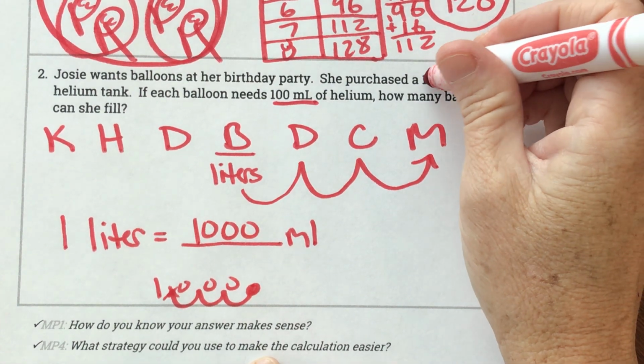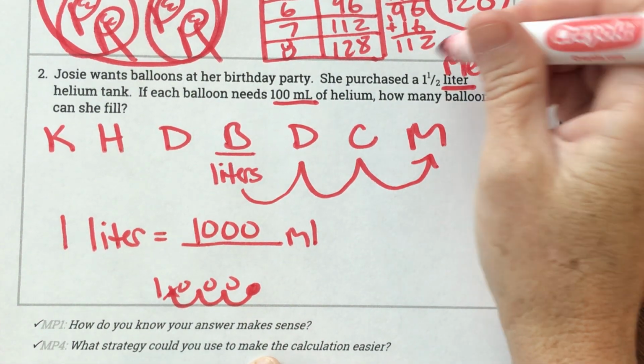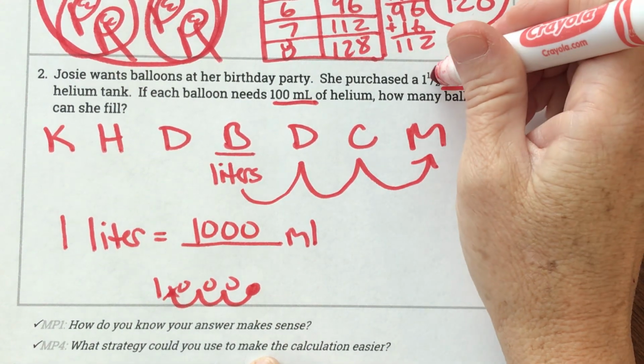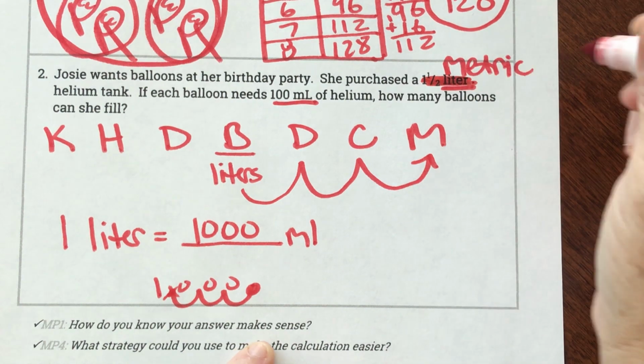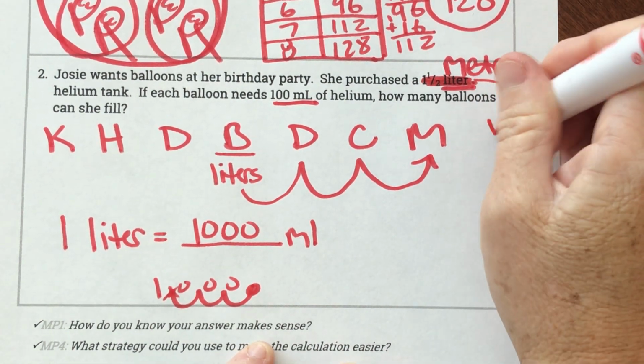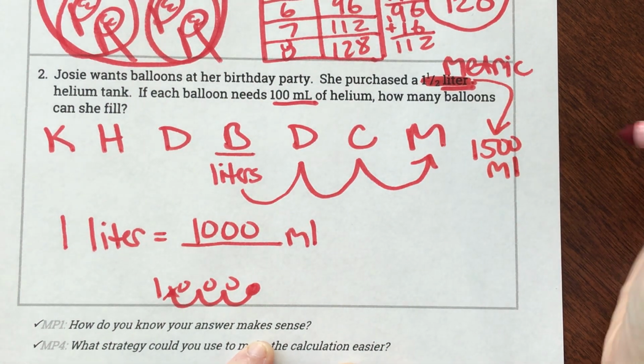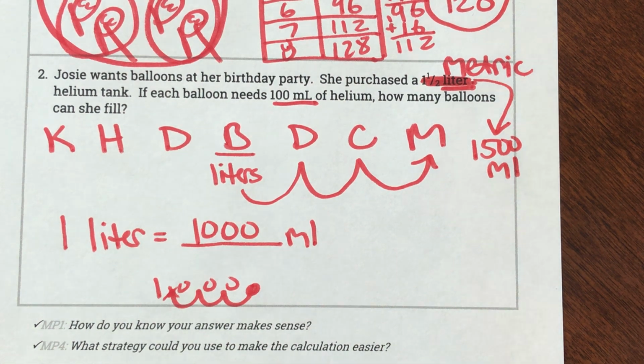So I'm going to say a 1.5 liter tank would be 1,000 plus a half a thousand, which is 500. So I'm going to say that that tank has 1,500 milliliters in it. Okay, so now we can kind of attack this tricky problem.